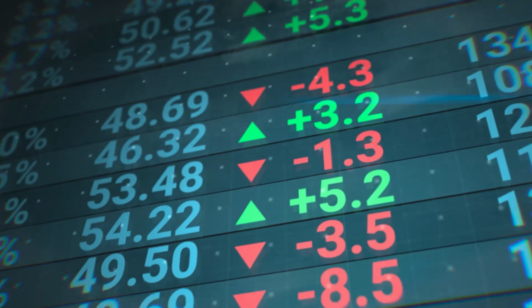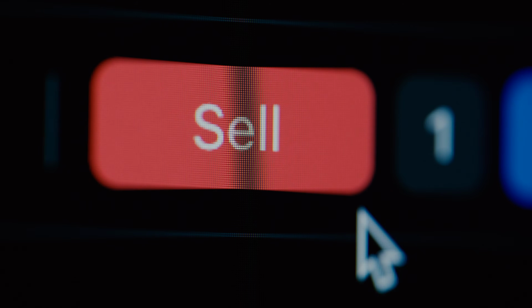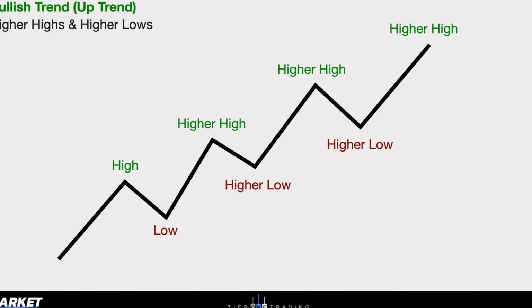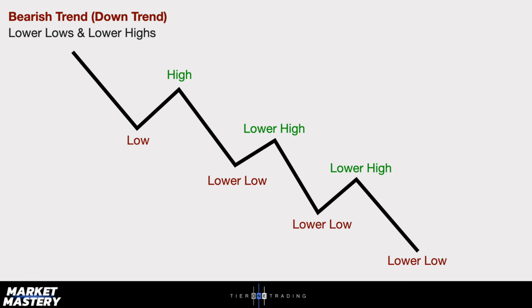Part 1. Understanding market structure. Before we talk about the strategy itself, we need to understand how markets move. Price doesn't move randomly. Markets tend to move in structures. They move in waves of buying and selling. So when buyers are stronger than sellers, price moves up. When sellers are dominant, then price moves down. And this creates something called trends.